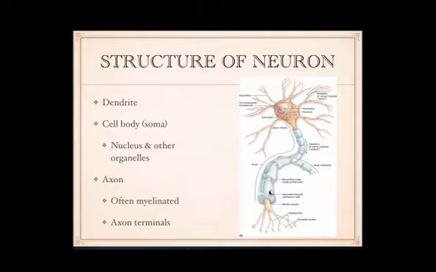The axon is often myelinated. That's what we see here with these blue wrappings, and we'll talk about that a little bit more later. And then the axon ends with these little axon terminals, sometimes called terminal buttons. This is going to be the little rounded ends of the axon as it sort of branches out at the end.